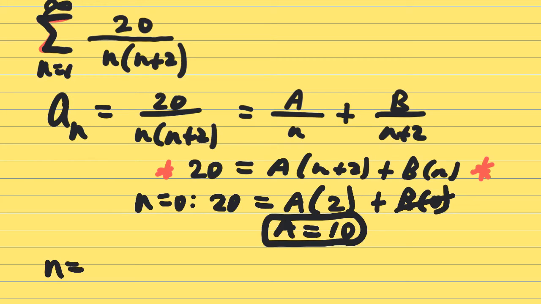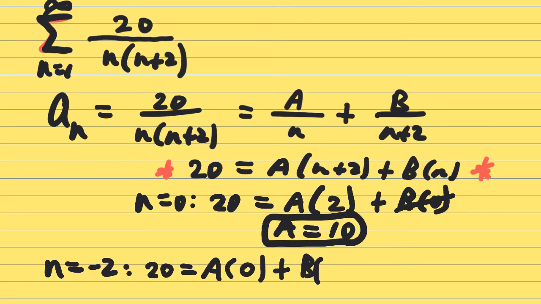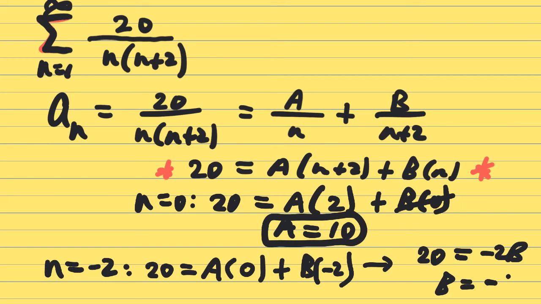Now, if n equals -2, back into the red asterisk equation, we're going to get 20 equals a times negative 2 plus 2 plus b times negative 2. That tells us 20 is equal to negative 2b, and so b is equal to negative 10. Okay, so let's remember, we're going to go right here: a is 10, b is negative 10.